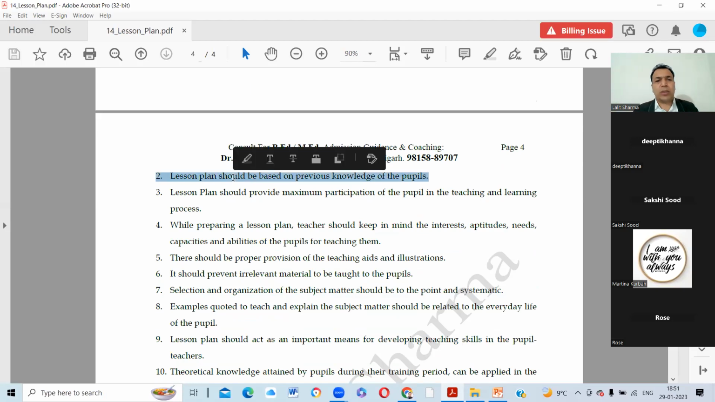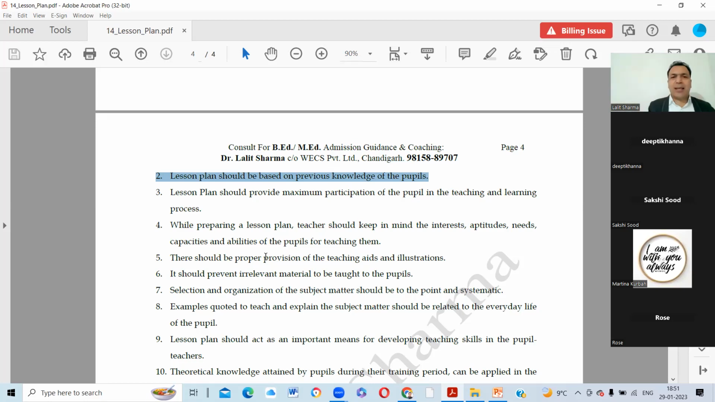Lesson plan should be based on the previous knowledge of the pupils, means students. This is the most important. Okay, means whenever you are going into the class, don't show the class how much knowledge you have. Okay, you have to teach according to the mental level of the student. You have to connect your lesson with the previous knowledge of your student, right?